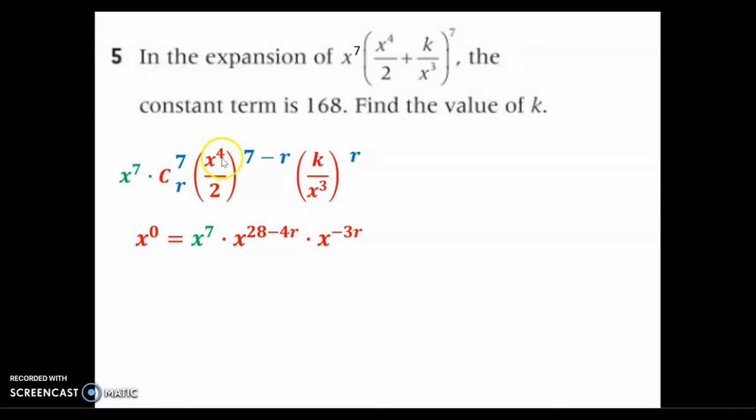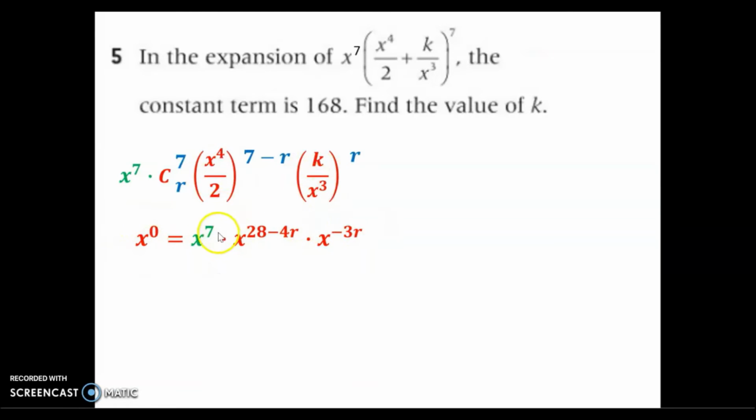This, when you multiply by this exponent, multiply exponents when there's parentheses, that becomes 28 minus 4r here. And over here, we have x in the denominator. So if I bring it up, it's x to the negative 3 power. And then that times r is this, negative 3r. So now I have all the x portions, including that one, the multiplier in front, ignoring the numbers, and it must be x to the 0.